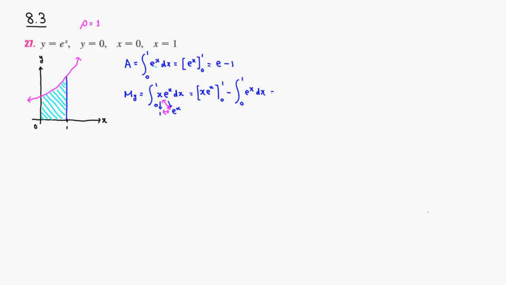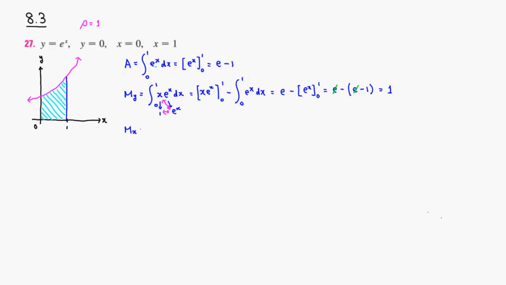If you evaluate that, plugging in 1, 1 times e to the 1 is e, and minus plugging in 0, so it's minus 0. So I'm not going to write anything down. Then you have e to the x, antiderivative still e to the x, going from 0 to 1. So this is e minus, plugging in 1, e, minus plugging in 0, 1. So e minus e cancel out, and double negative, so it's going to be positive 1. So we found the moment with respect to the y-axis.